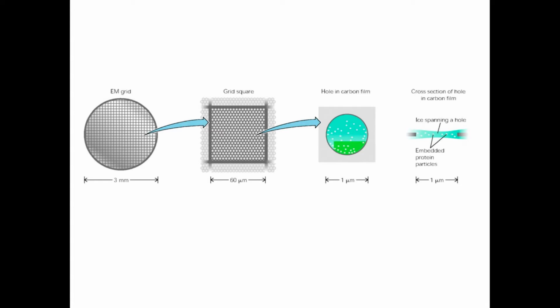So these are the different hierarchies. Here's the EM grid. There's a single grid square, which is then covered with Quantifoil. Then we have a single hole in the carbon film, and we could have another thin layer of carbon on top, or we could just have a freely suspended water layer. And then we have the protein or ribosomes or RNP embedded here.